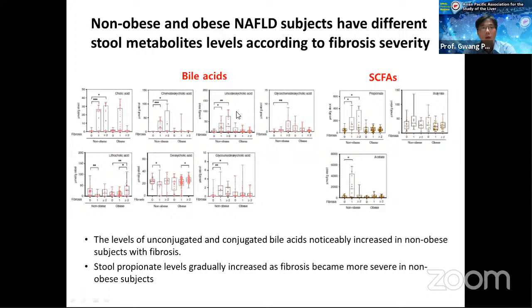We also analyzed the specific bile acids with the same categories. The first three are non-obese, followed by the obese population, grouped by fibrosis levels. We see that bile acids such as cholic acid and chenodeoxycholic acid are positively associated with this. And some of the short-chain fatty acids, particularly propionate, were significantly associated with the different fibrosis levels.